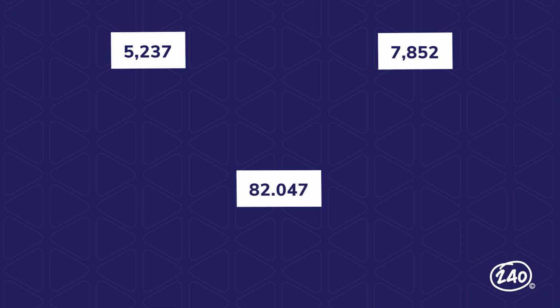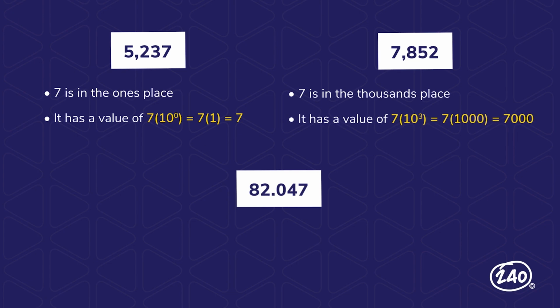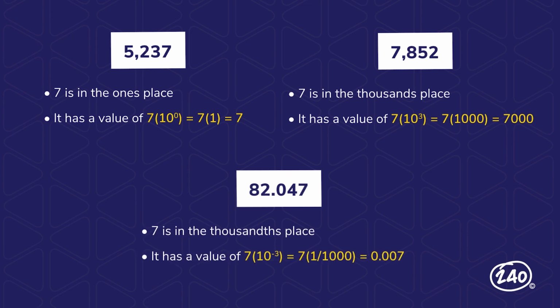In 5,237, the 7 is in the ones place and has the value of 7. In 7,852, 7 is in the thousands place and has a value of 7,000. And in 82 and 47 thousandths, 7 is in the thousandths place and has a value of 0.007.